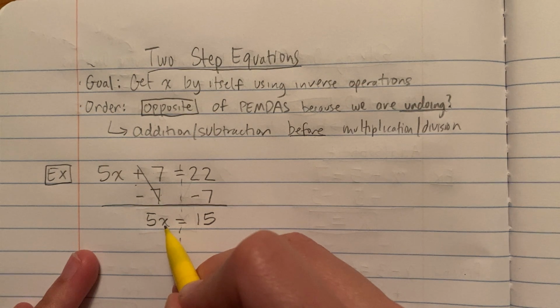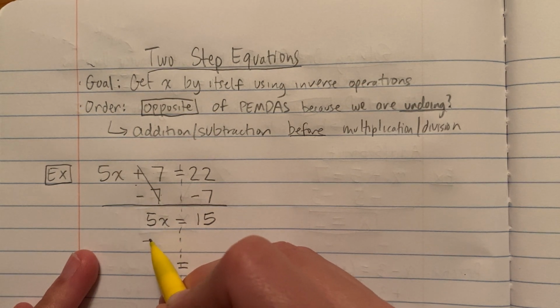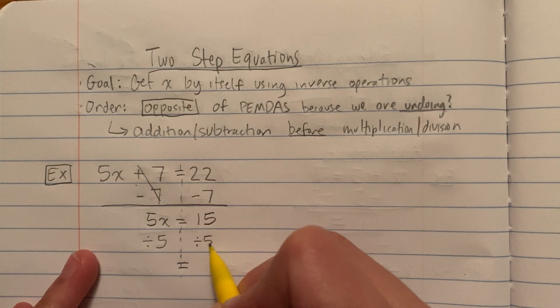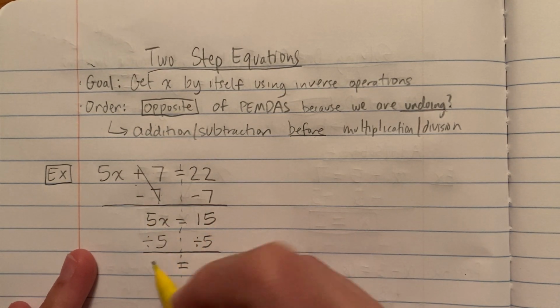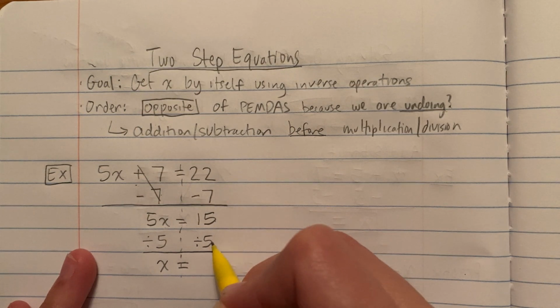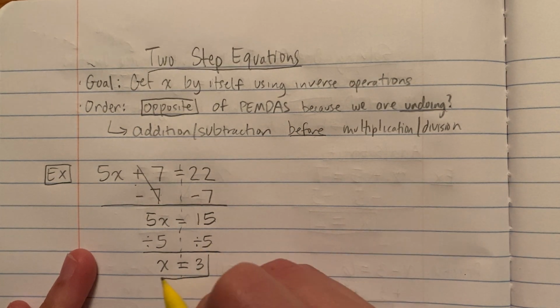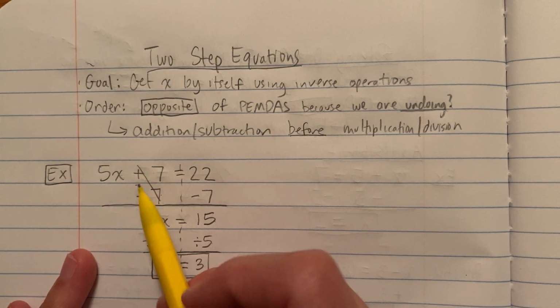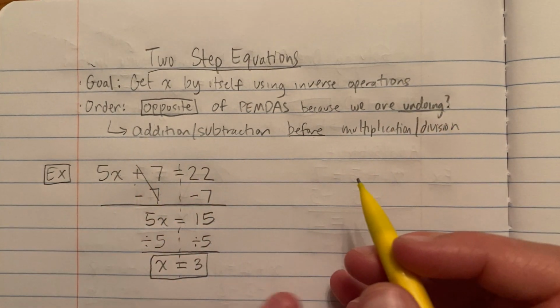Now, here, I'm saying, okay, what's happening to x? It's being multiplied by 5. I'm going to do the opposite of multiplying. I'm going to divide by 5, right? And this is just a one-step equation, like the ones we did yesterday. 15 divided by 5 is 3. Okay, and you can go and check it. You can say, okay, 5 times 3, that's 15, plus 7, that's 22. Perfect.